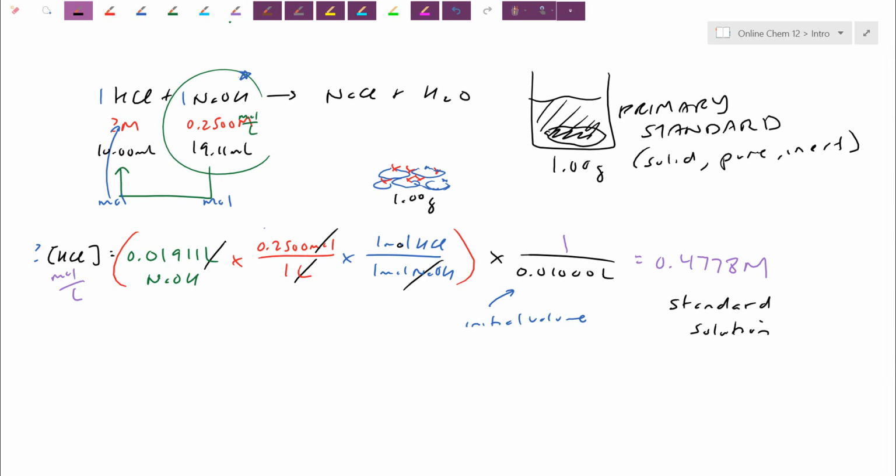We want to make a solution really accurately with a primary standard, and then I can standardize for whatever else. How did they know the concentration of NaOH so well? They probably standardized it with an acidic standard. Again, more on that in chapter 4.